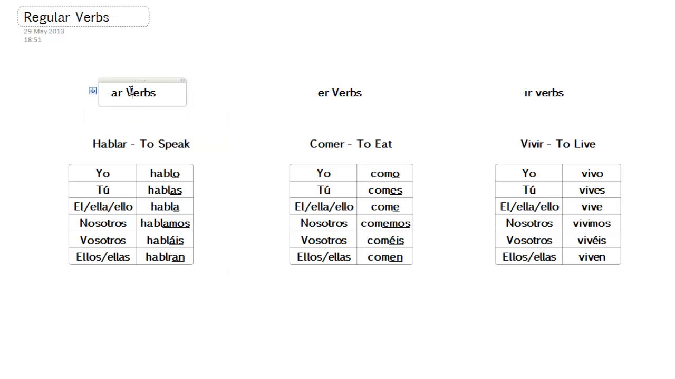Okay. Now, there are three types of regular verbs in Spanish, right? And if you remember, you tell it's a verb by the last two letters. Okay, so there are AR verbs, and there are ER verbs, and there's IR. So, E-I-E-I-O, like Old MacDonald. AR verbs, ER verbs, IR verbs. So there are these three types of verbs, right?